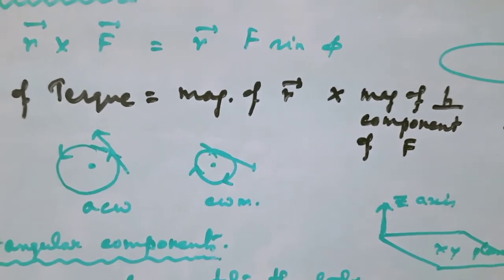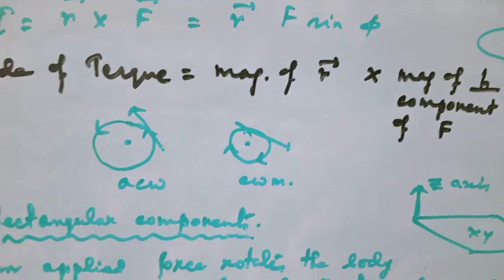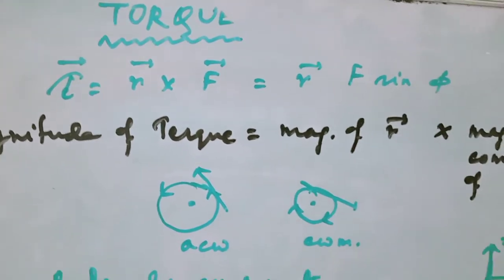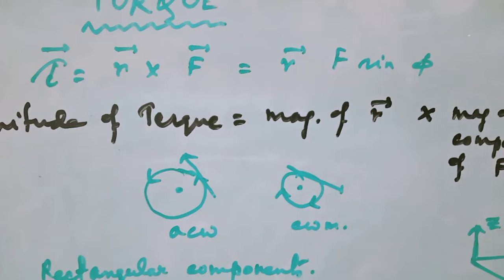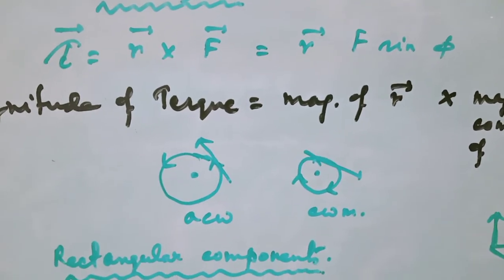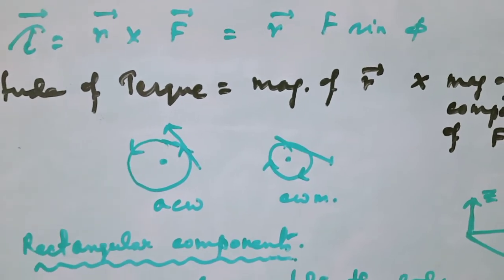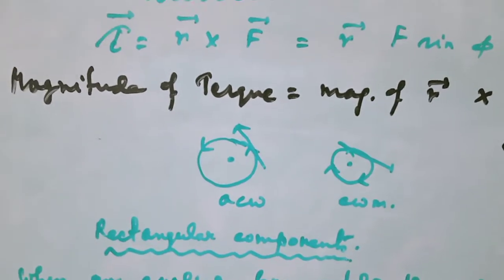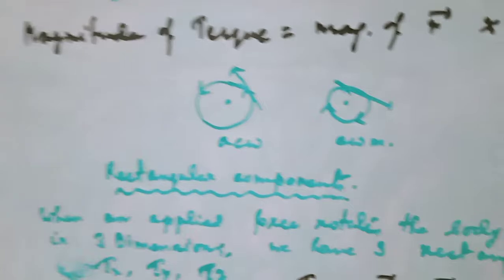So the moment of force or torque about a point or axis of rotation depends upon the magnitude of the force and the perpendicular distance of the line of action of the force from the axis of rotation. Now, what about the sign or the direction? How can we determine the sign or the direction of the torque vector?